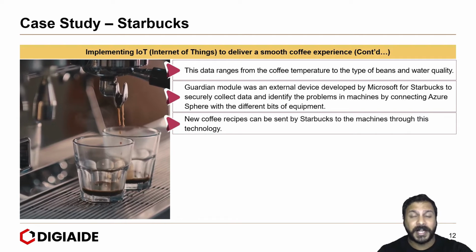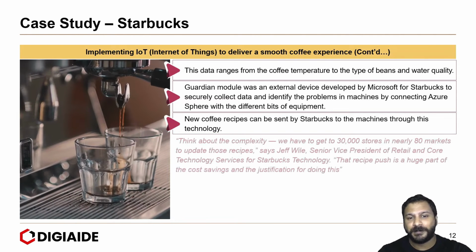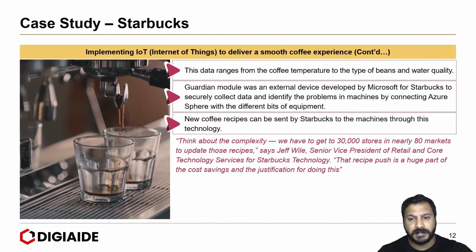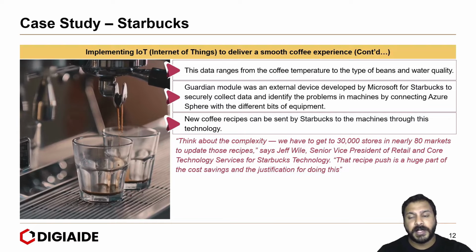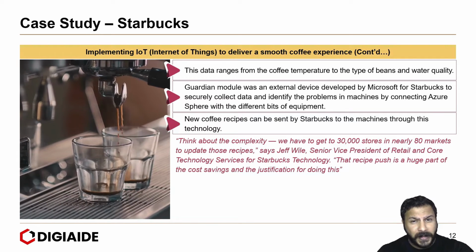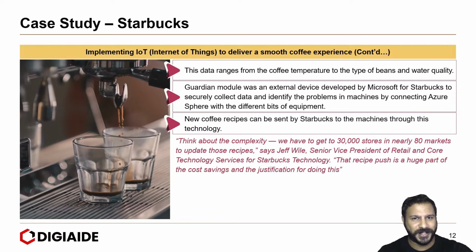New coffee recipes can be sent by Starbucks to the machine through its technology anywhere in the world. Think about the complexity. We have to get about 30,000 stores in nearly 80 markets to update those recipes, says Jeff Field, Senior Vice President of Retail and Core Technology Services for Starbucks Technology. That recipe push is a huge part of the cost saving and the justification for doing this.